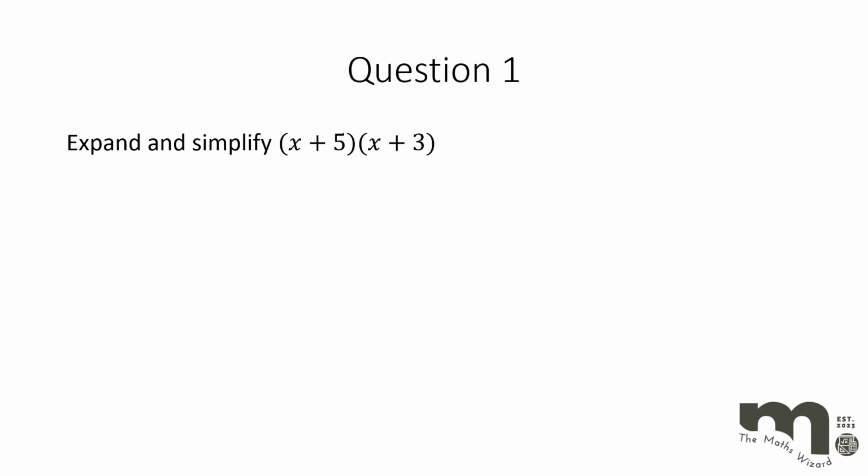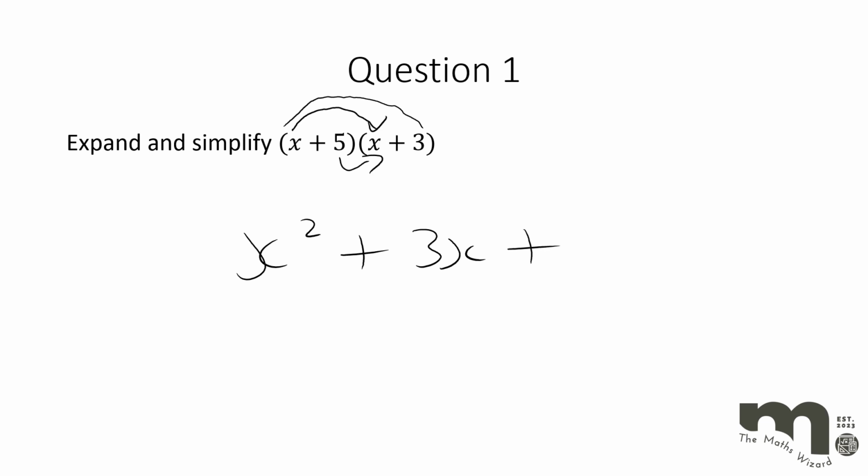Okay, let's have a look at this then. We're going to multiply that x by x first. That will give us x squared. Then we're going to multiply x by 3, which will give us 3x. Then we've got to deal with this 5 here, so we're going to do 5 times x, which is 5x. And then 5 times 3, which will give us 15. Okay, so we've got x squared, add 3x, add 5x, add 15 there.